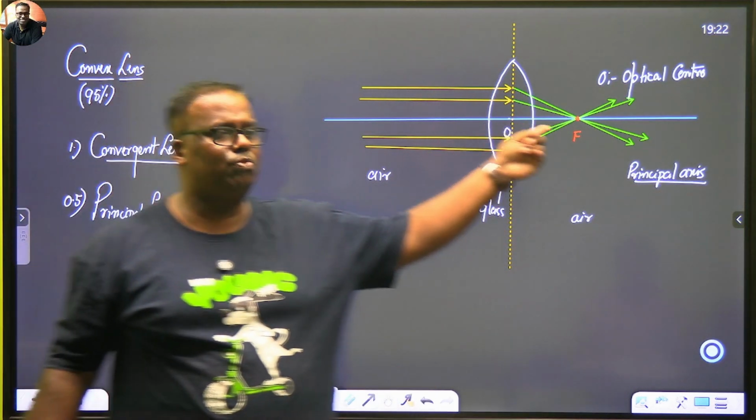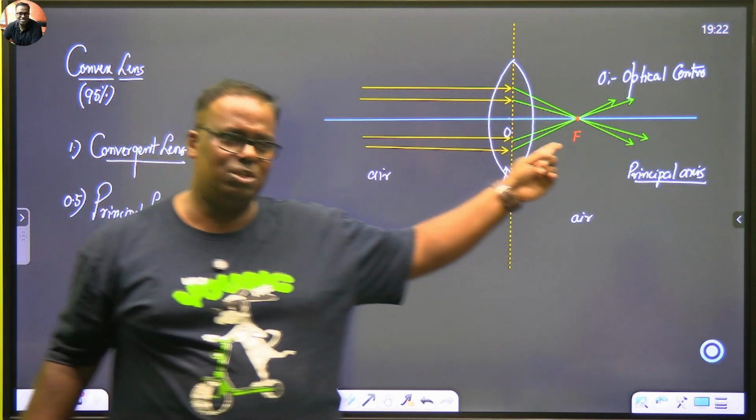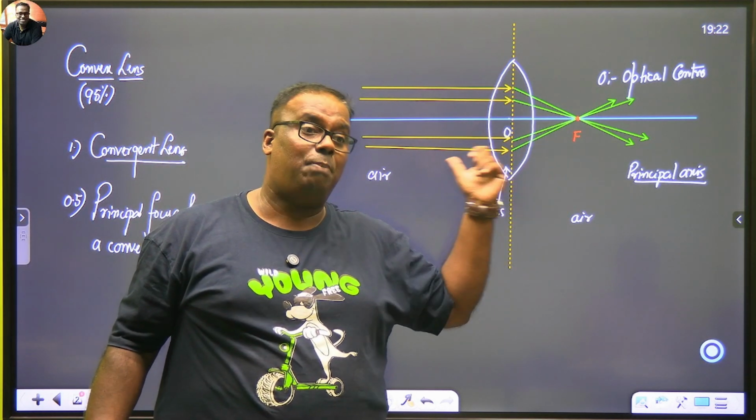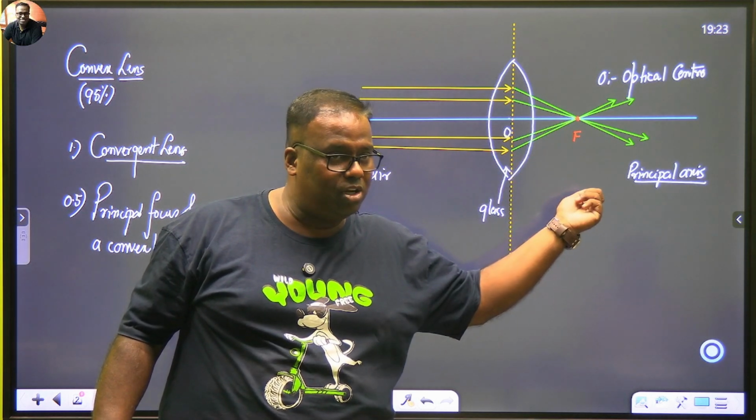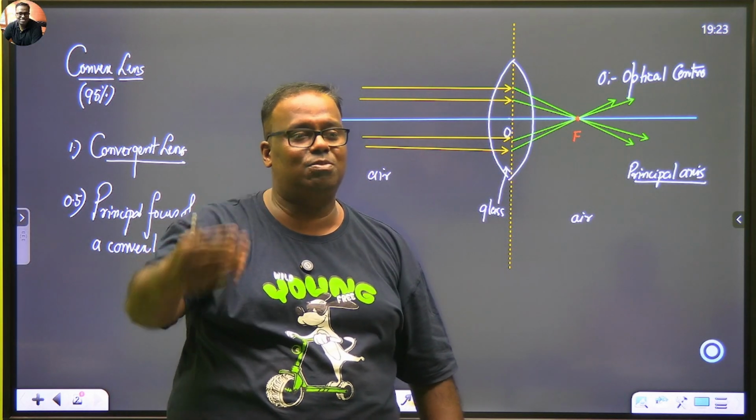The principal focus of a convex lens is a point on the principal axis where a parallel beam of incident rays parallel to the principal axis converge upon after getting refracted by a convex lens.